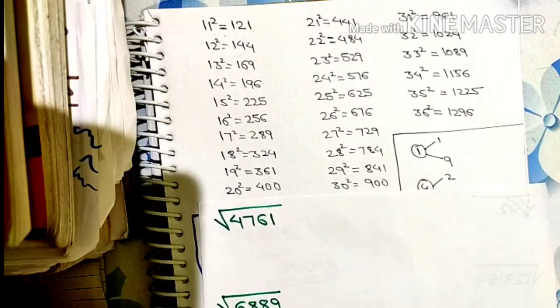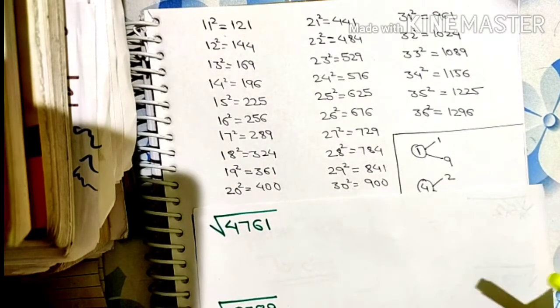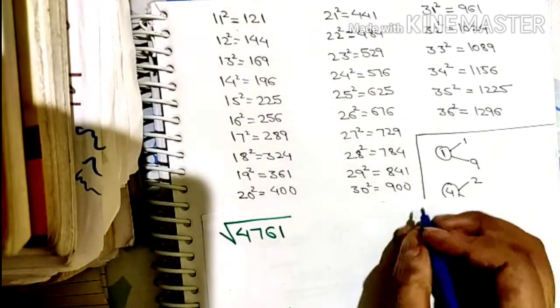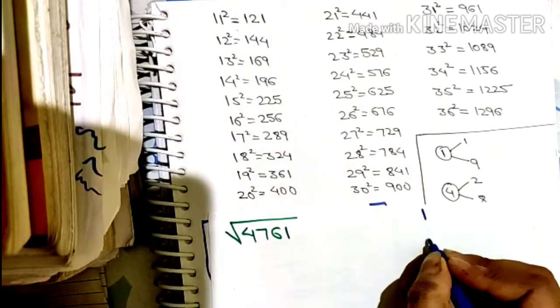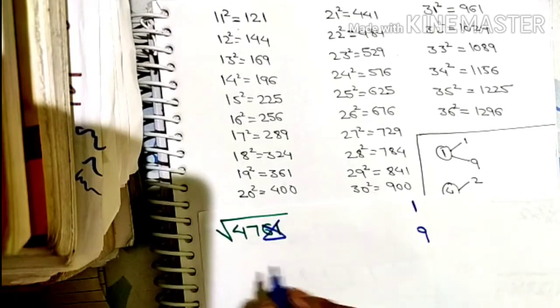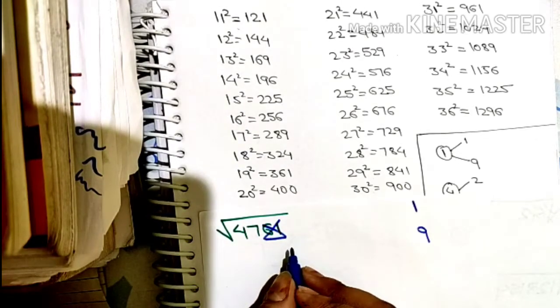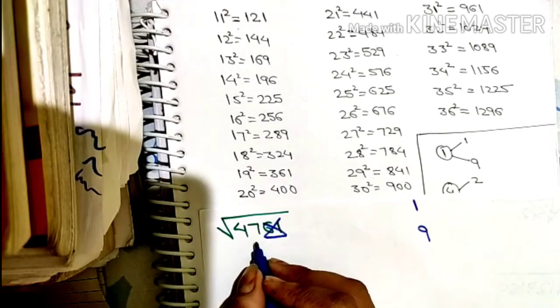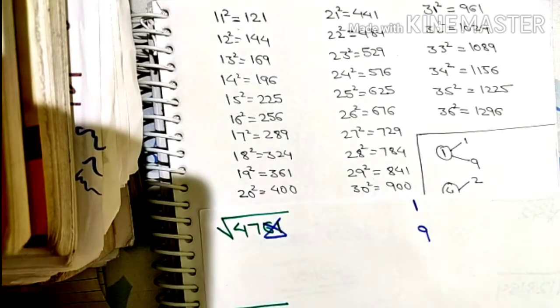So here you can see you have to find the square root of 4761, and the number ends with 1. Then there are two possibilities: the number must contain 1 or 9 as its unit digit. So we write 1 and 9. After that we just ignore the last two digits and focus on the rest of the number. The rest is 47. So we have to find the two squares between which 47 lies.